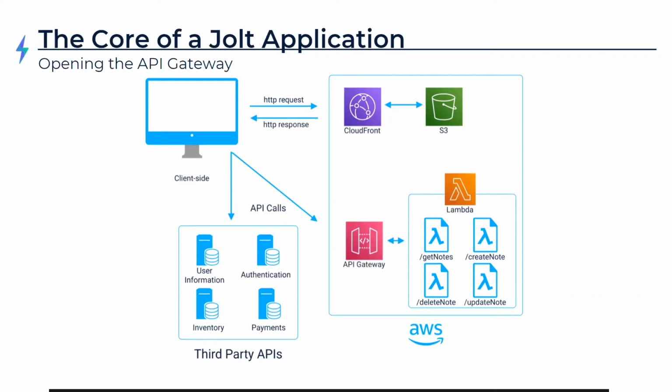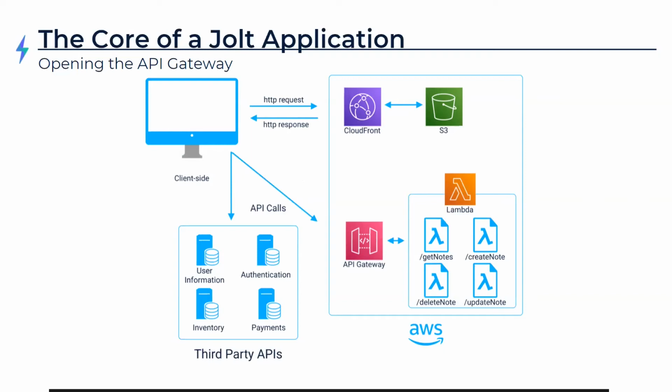So Jolt uses AWS's API Gateway for this job. To provide a unique endpoint for every Lambda, each one is integrated into the API Gateway so that requests can be sent to them using the gateway URL with the Lambda name appended to it.